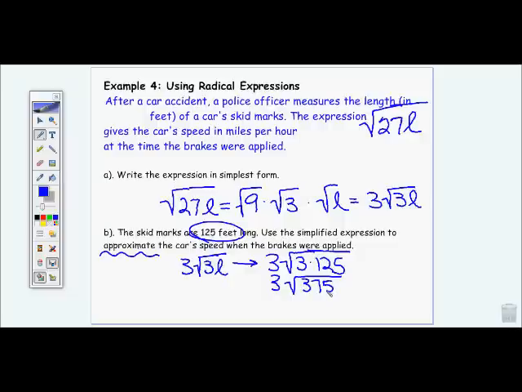And when I do that, I can find that the square root of 375 does not have a perfect square, so I'll go ahead and use my calculator. And when I get the square root of 375, it's about 19. And then if I multiply that by the 3 right here, 3 times 19, I would get approximately 58. So that would be 58 miles per hour.